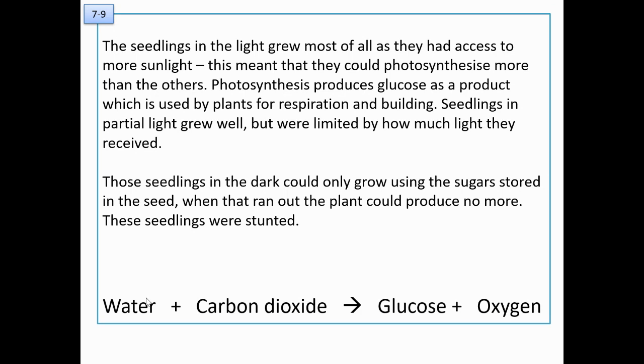Seedlings in partial light grew well, but were limited by how much light they received. Those seedlings in the dark could only grow using the sugars that were already stored in the seed. When those ran out, the plant could produce no more. These seedlings were stunted. For extra points, have you written down what the chemical equation is for photosynthesis? It'd be water, carbon dioxide, makes glucose and oxygen.